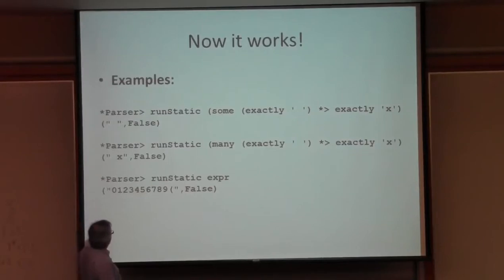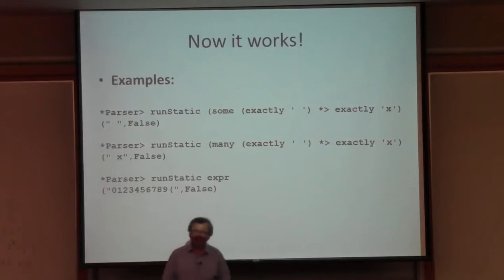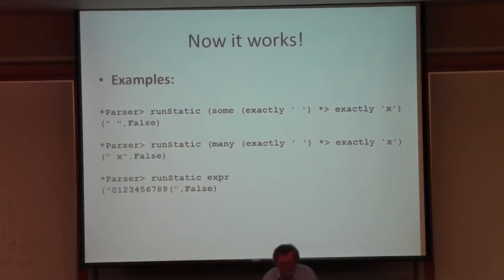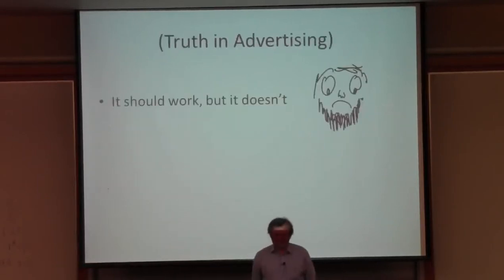And if I say what characters can an expression start with, then it says 0, 1, 2, 3, 4, 5, 6, 7, 8, 9, or an open bracket. Everything's fine. Okay. I think that's a nice story. It should work, but it doesn't.